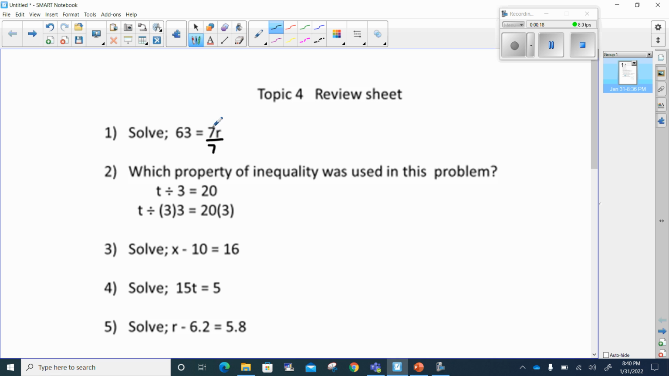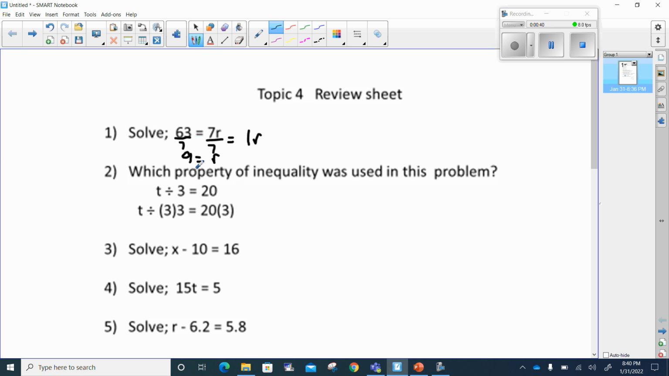By doing this, I get r by itself, because 7 divided by 7 is 1. This is equaling 1r, and that's what I want, 1r. Whatever I divide from one side, I have to be willing to divide from the other. The 63 divided by 7, that's 9.